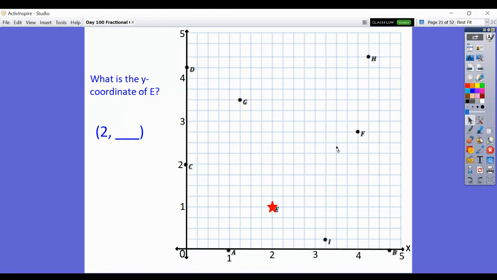What is the Y coordinate of E? Well, again, same way, up here, across. Oh, you're right, it's 1. And that's the way you would write it. The ordered pair is always inside parentheses, and there's always a comma between the two numbers. So the ordered pair here would be 2 and 1.